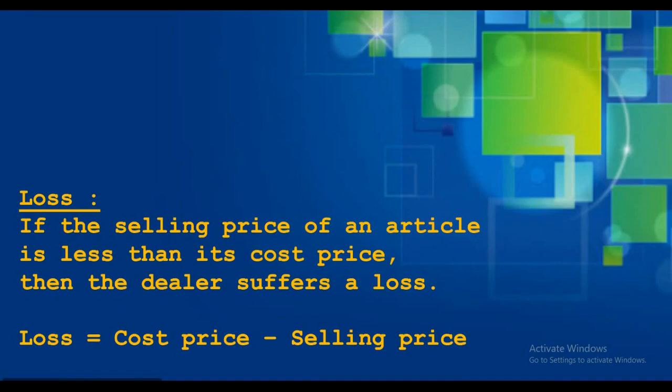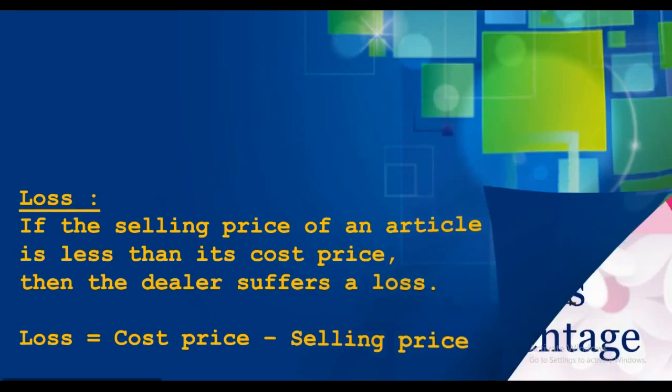If the selling price of an article is less than its cost price, then the dealer or the shopkeeper has to suffer a loss. Loss can be found using this formula: it is cost price minus selling price.